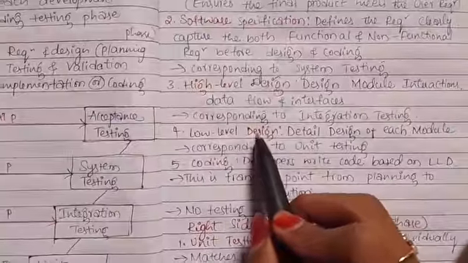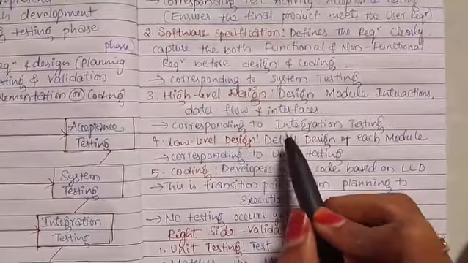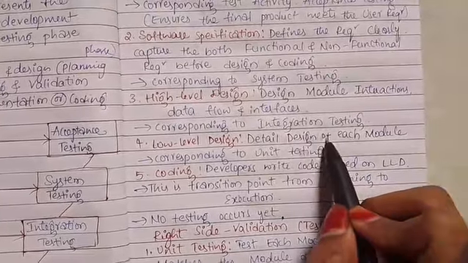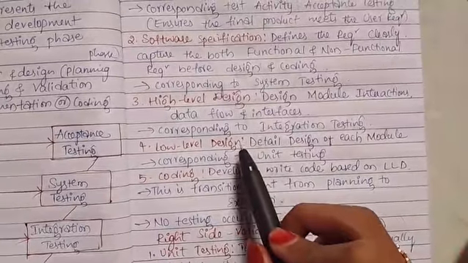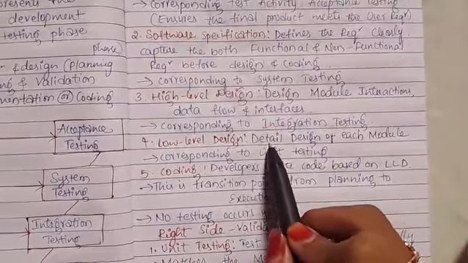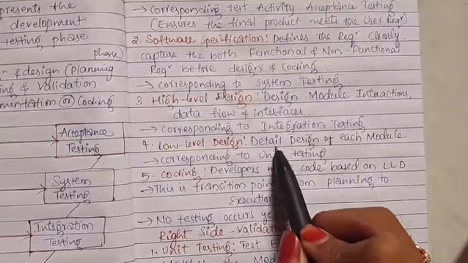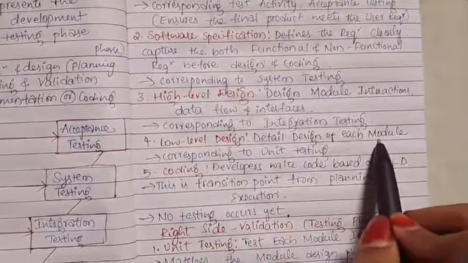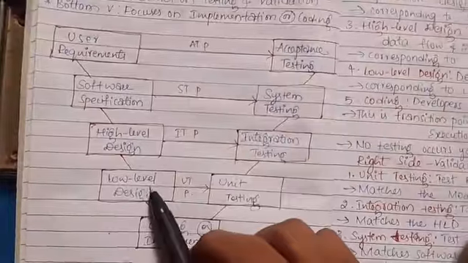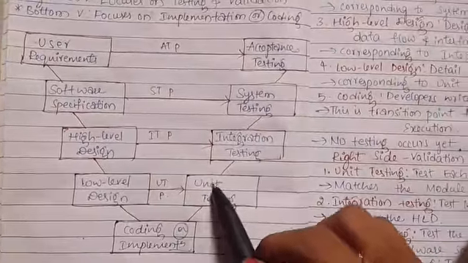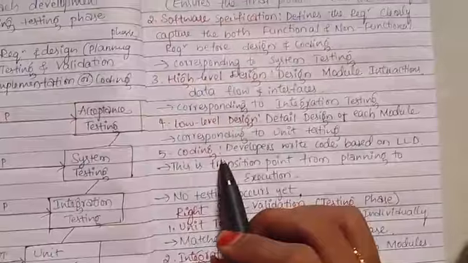The fourth one is low level design. It is the detailed design of each module, because this is the last step of designing. That's why it does the detailed design of each module, and it corresponds to the unit testing.